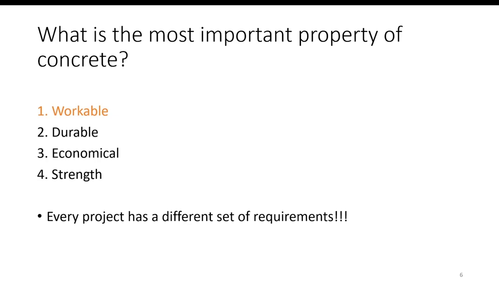Because if you don't have a constructible mixture, if you don't have a mix that can pump, that you can place, well, then it's not going to be durable because you can't build anything. It's not going to be economical because it's going to be too costly, and you're not going to get any strength at all. Because again, you can't even build the thing to begin with. So workability or constructability, I think, is the most important thing. We're going to be focusing on developing mixture designs with workability in mind.